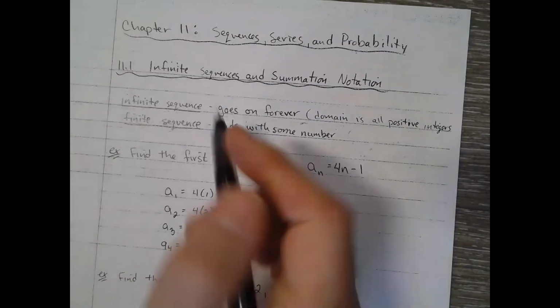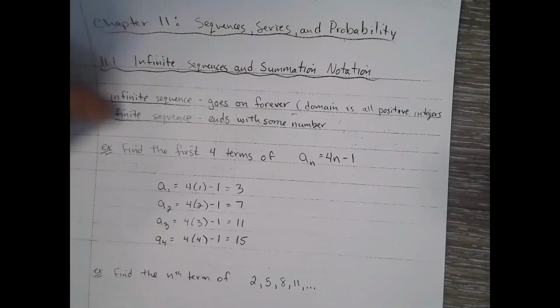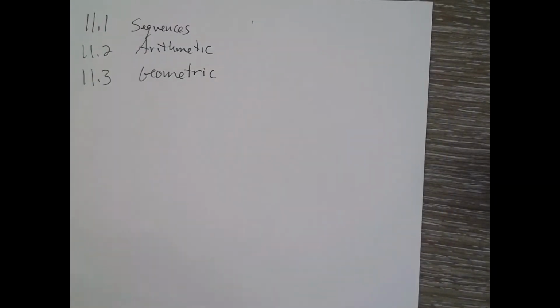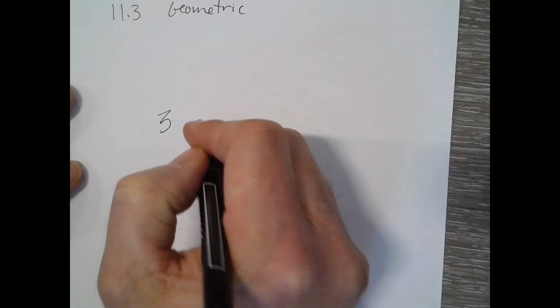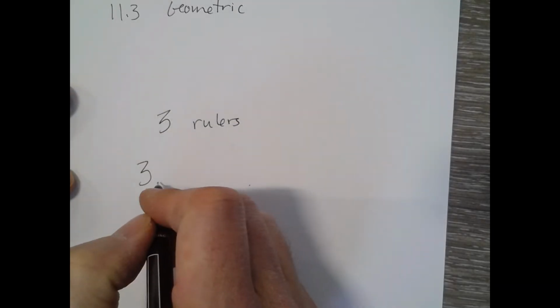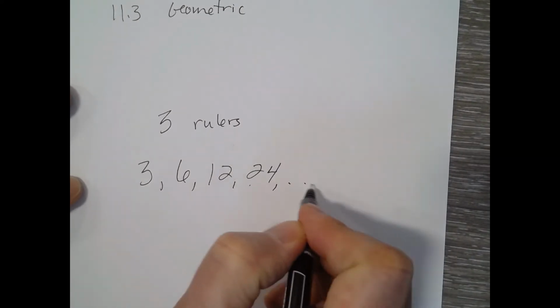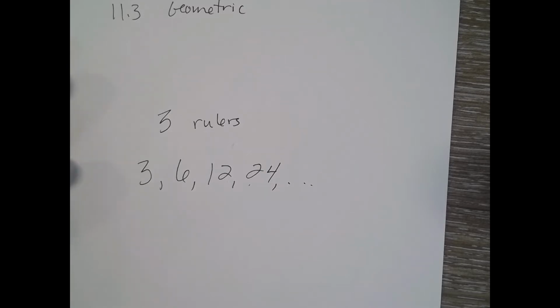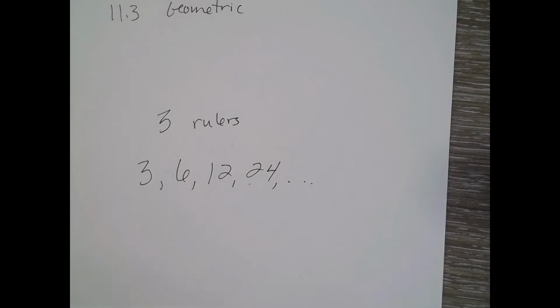An infinite sequence goes on forever. If I double something, let's say I have 3 rulers, and I'm doubling it every time. I've got 3, and then 6, and then 12, and then 24. That's going to go on forever and ever. It's not coming to an end. If it goes on forever and ever, it goes to infinity. It's called an infinite sequence.